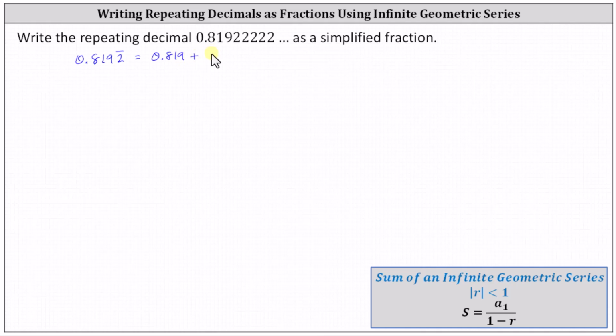0.819 plus 0.0002 plus 0.00002 plus 0.000002, and so on. From here we'll determine the infinite sum of this part of the series, which is an infinite geometric series. Focusing on this part of the sum, notice the first term is 0.0002. We'll call this a sub 1 for our infinite geometric series.